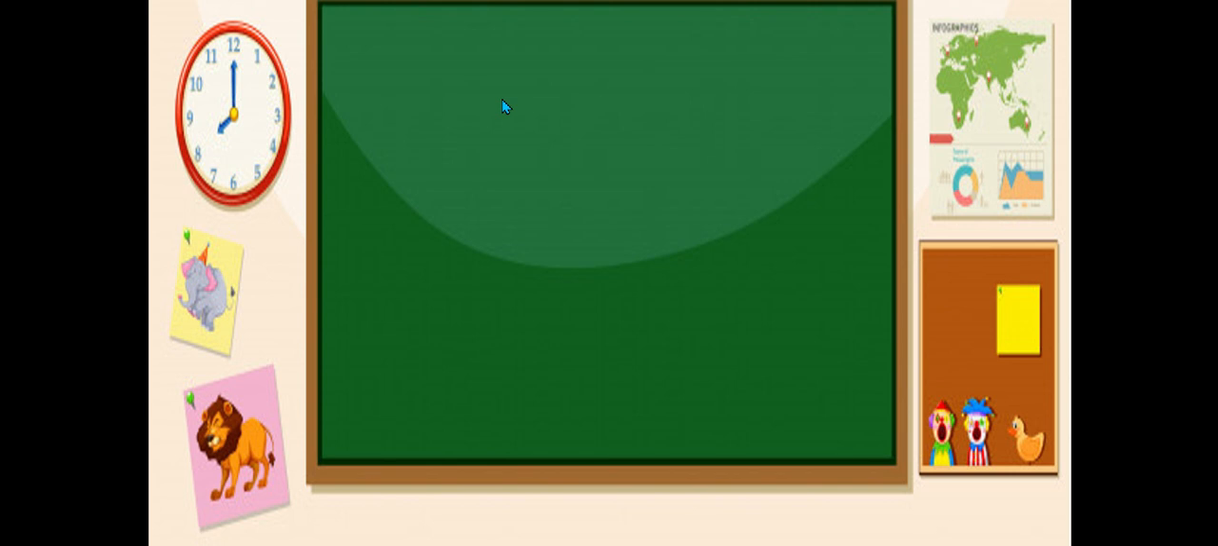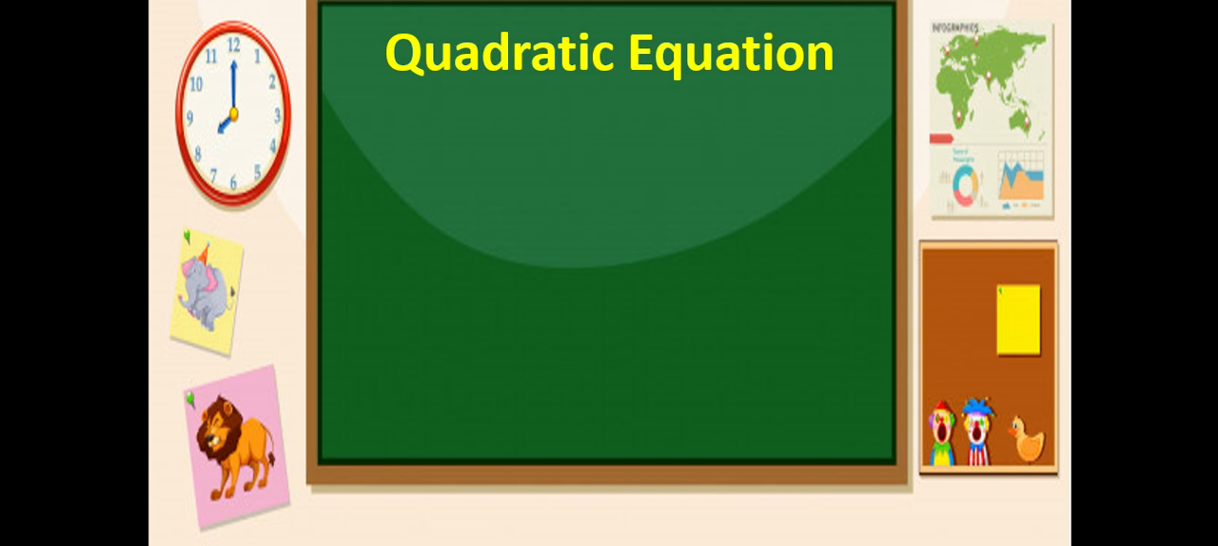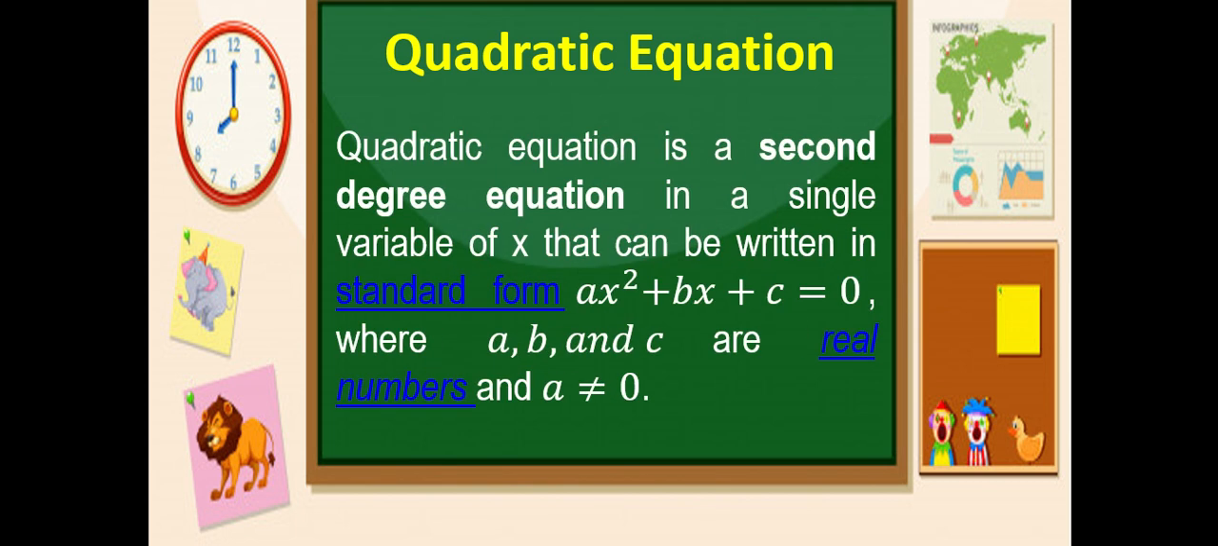But before that, let us define what a quadratic equation is. A quadratic equation is a second degree equation in a single variable x that can be written in standard form ax squared plus bx plus c equals 0. Take note that a, b, and c are real numbers and a must not be equal to 0. When we say quadratic equation, the hallmark is that the highest degree is 2. Or it is also called a second degree equation.